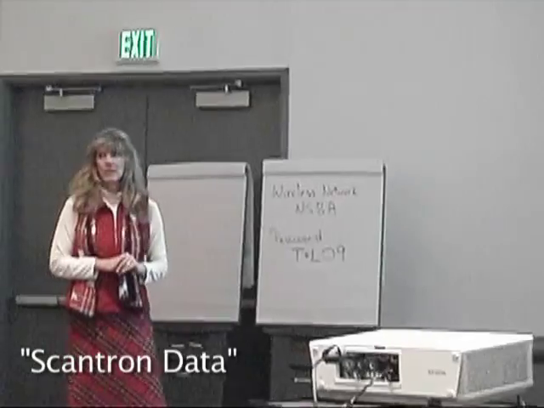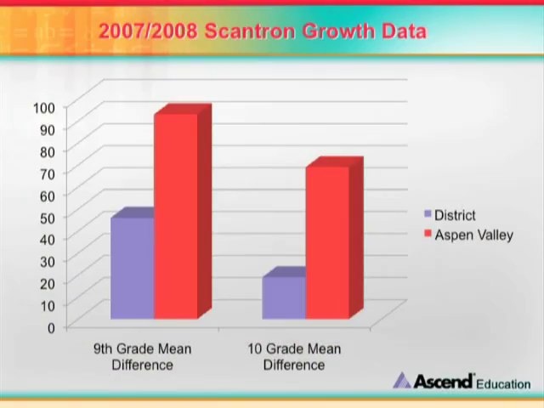One of the things about working with data is that we try to triangulate data. Ascend's not the only data I have. Our district has Scantron, and so we brought it in and compared it against Scantron growth. And there are a couple pictures I want to show you here. This was the 2007-2008 year, and this was our district growth. So this is how much our district grew, the blue, and the red is how much our 9th graders grew. And then the blue is how much our district grew, and the red is how much our 10th graders grew at Aspen Valley, which we were kind of excited to show.